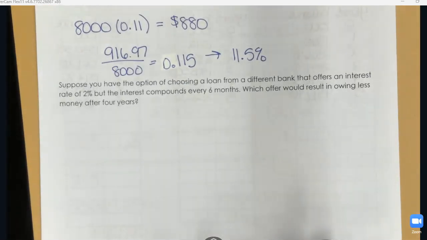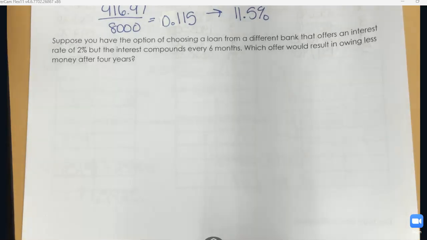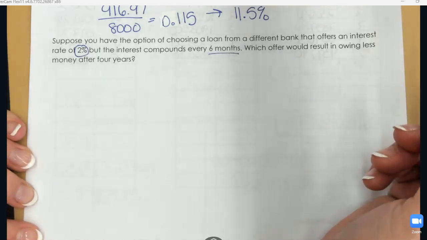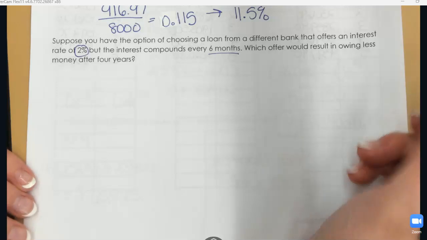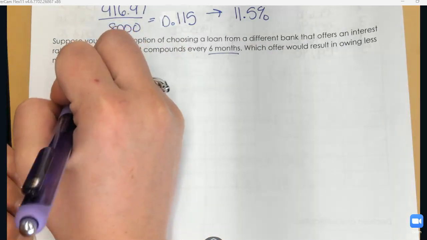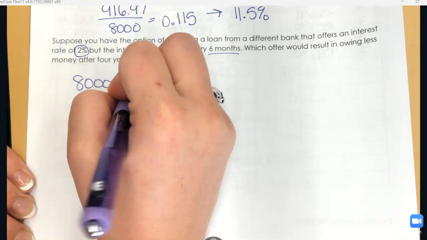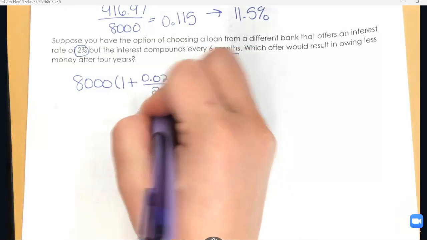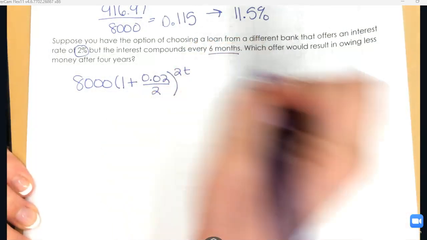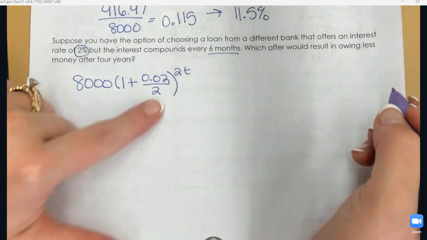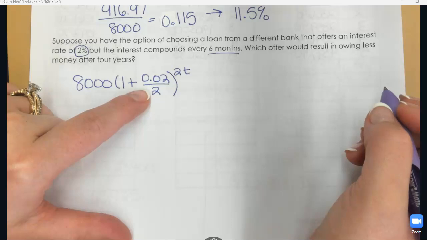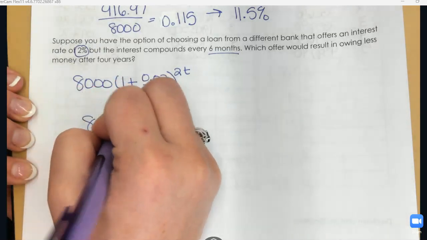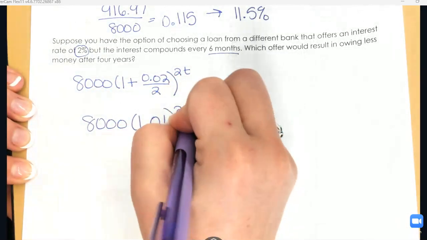To close it out, we're going to compare a different loan at a different bank. Let's say that it only has a 2% interest rate, but it compounds every 6 months. Which would result in us owing less money? This formula would be my same principal amount times 1 plus my interest rate, 0.02, over 2, because compounding every 6 months is twice a year, to the 2t power. To simplify inside, 0.02 divided by 2 is 0.01. If I add that to 1, that becomes 8,000 times 1.01 to the 2t power.